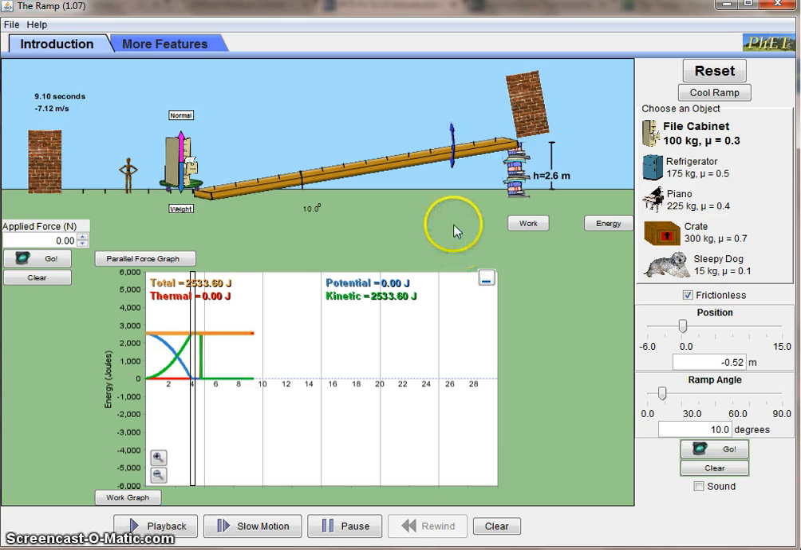Given this fact, and given the fact that we have a parallel force down the ramp, we can get from the kinetic energy, from the velocity right here, we can get the acceleration down the ramp, and knowing the mass, we can get the net force, and then that will help us get the parallel force that drives the object down the ramp.